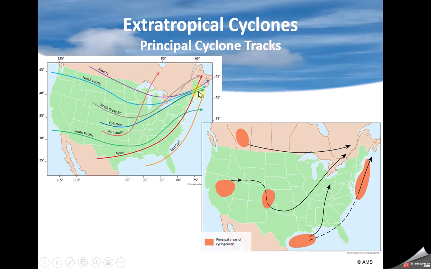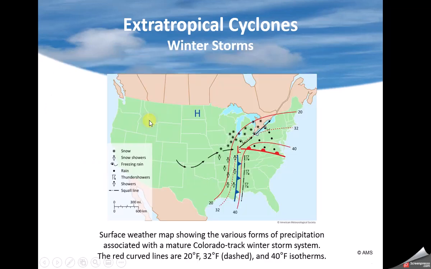They're fast moving, very cold systems. They don't have a lot of moisture to tap, maybe the Great Lakes, but that's not a great moisture source. Whereas a Colorado low will have the moisture from maybe the Gulf of Mexico coming up into it, so it would have more moisture to work with.